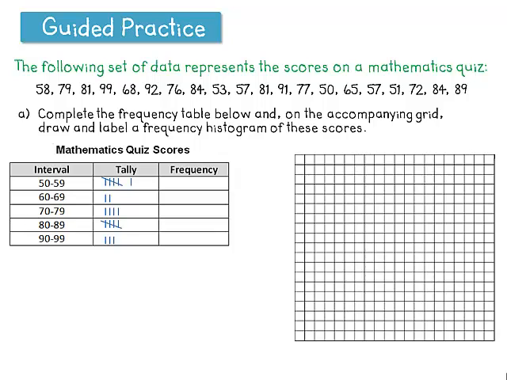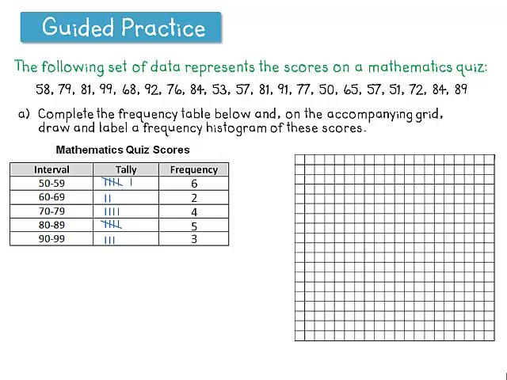Once I have all of my tally marks, now I can count those tally marks to create my frequency. Frequency is just the number of times a number in that interval occurred. So I had 6 in the first interval, 2 in the second, followed by 4, 5, and 3. Now that my frequency table has been completed, I can now construct my frequency histogram.